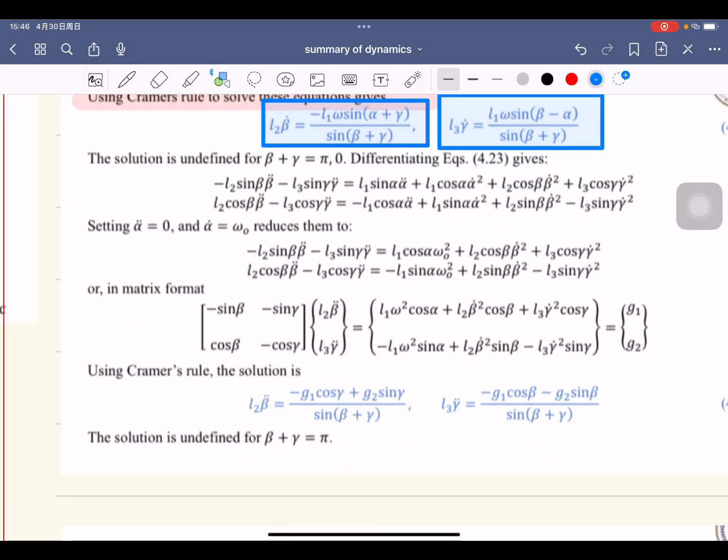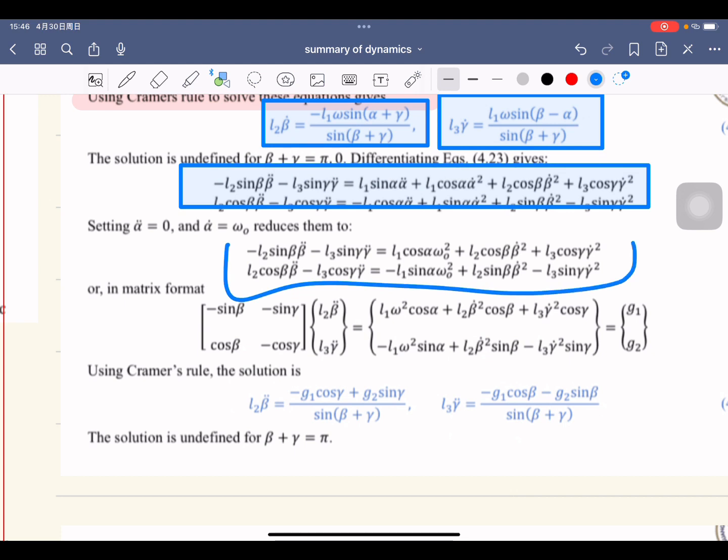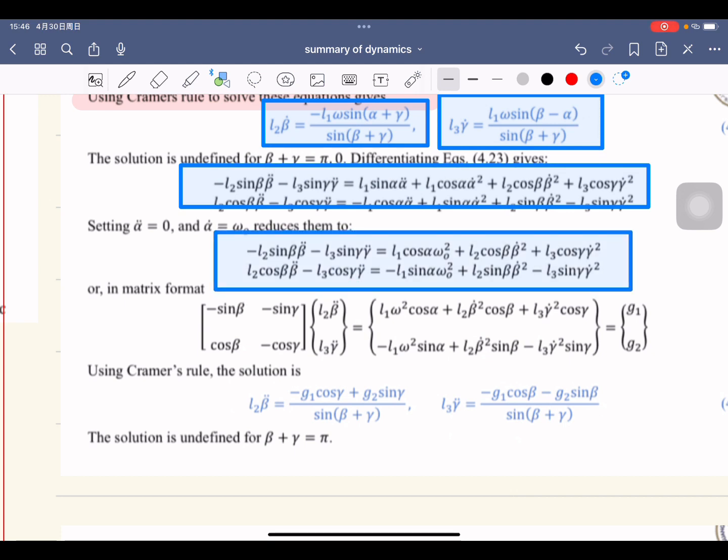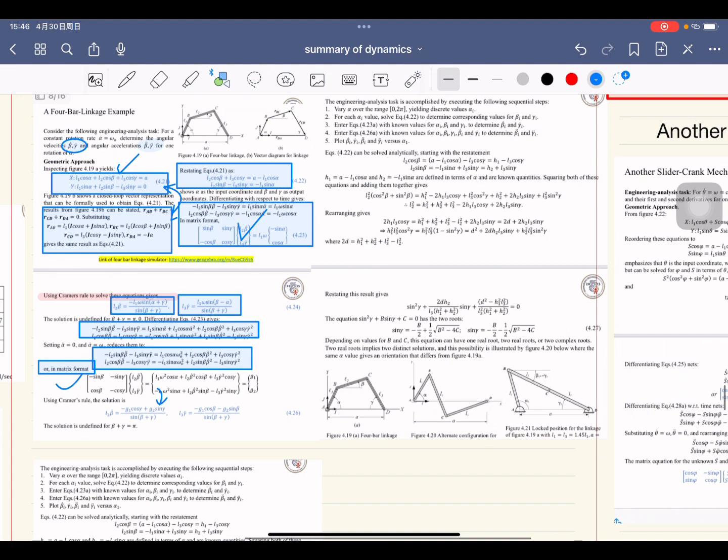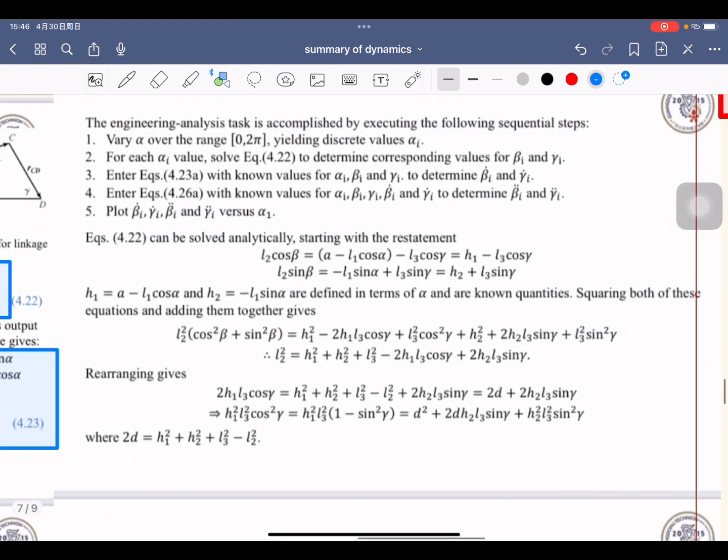And the solution is undefined for beta plus gamma equal pi 0. Differentiating the equation gives this one, okay? And differentiating then again, and just using the metric, or in metric form. In metric form, it will be easier to calculate it. So let's have a simple summary. But it is the same.